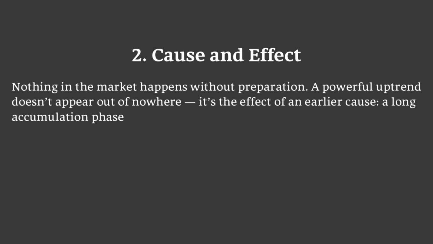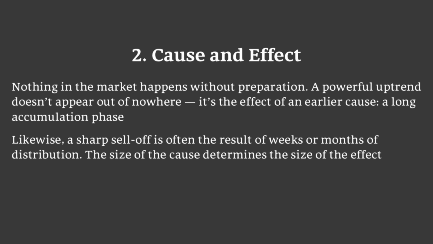Nothing in the market happens without preparation. A powerful uptrend doesn't appear out of nowhere. It's the effect of an earlier cause, a long accumulation phase. Likewise, a sharp sell-off is often the result of weeks or months of distribution. The size of the cause determines the size of the effect.